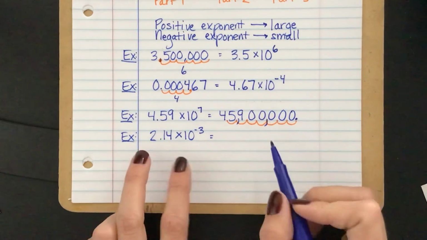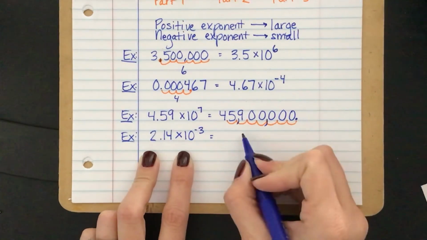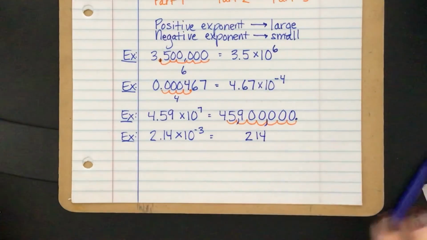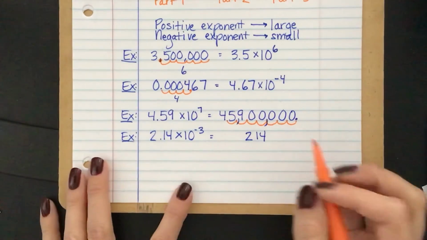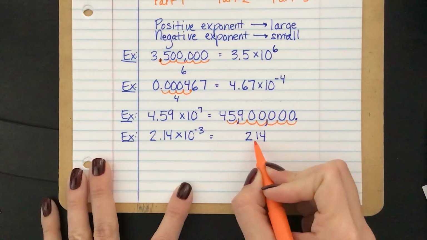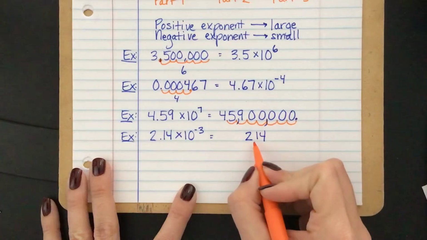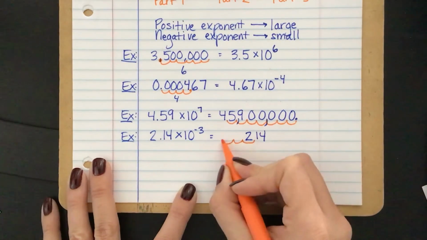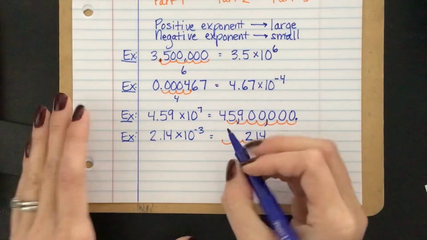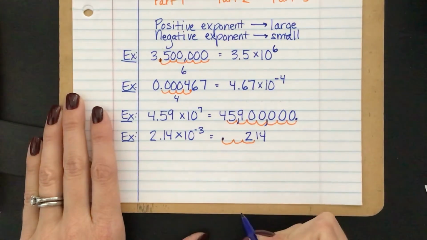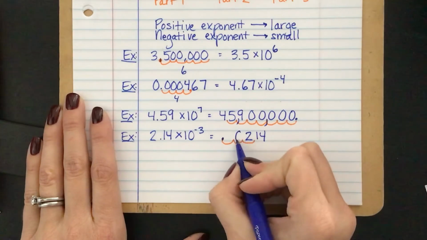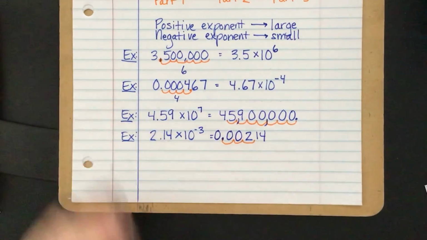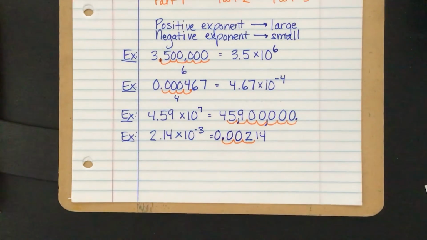Lowercase. Okay, now here I'm going to give myself a little bit of room because this is a very small number. So my decimal place is going to go the other way. So it was here. So I'm going to count over 1, 2, 3. So my new decimal place is right here. And I'm going to fill in my zeros. Like that. And there you have it.